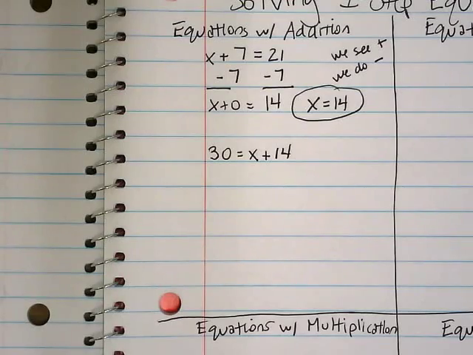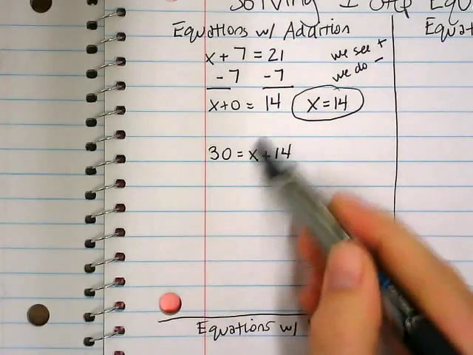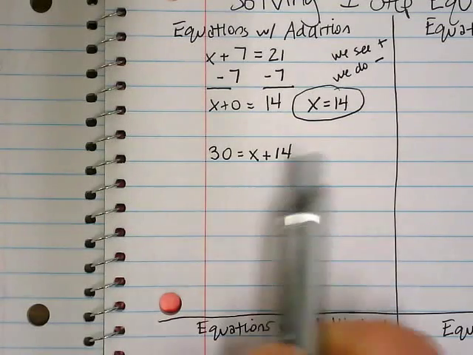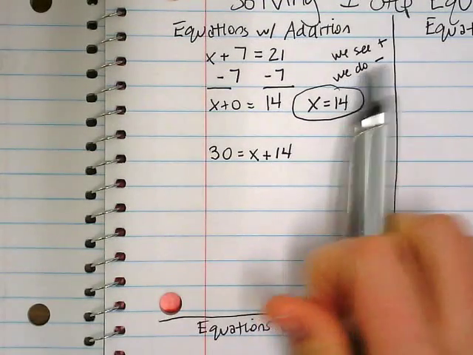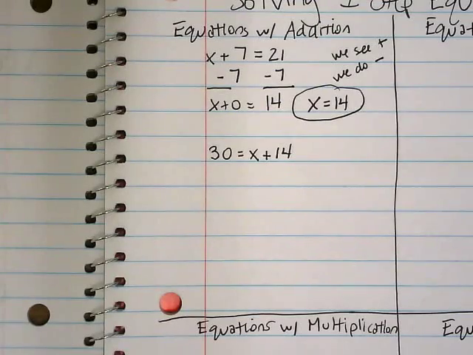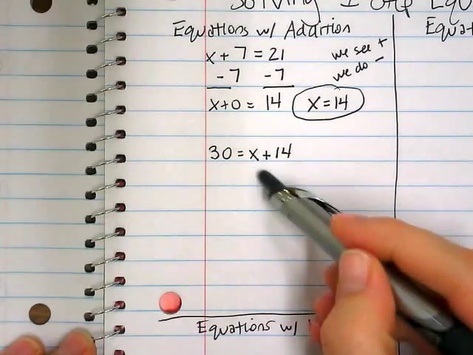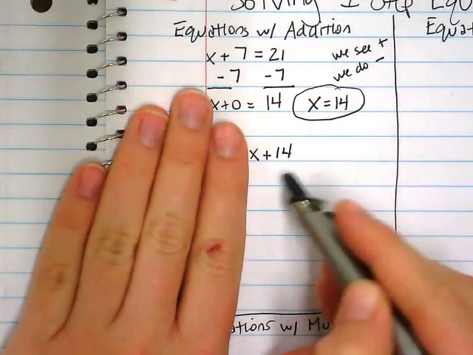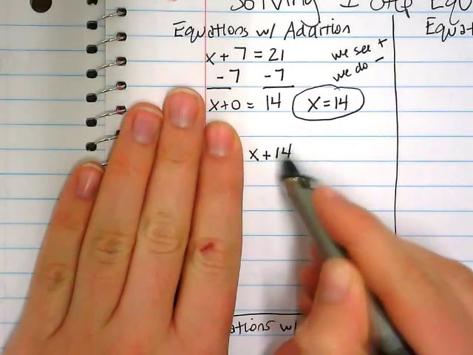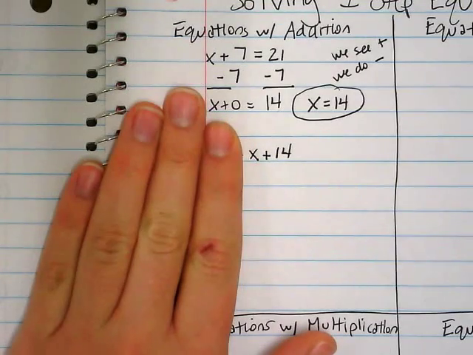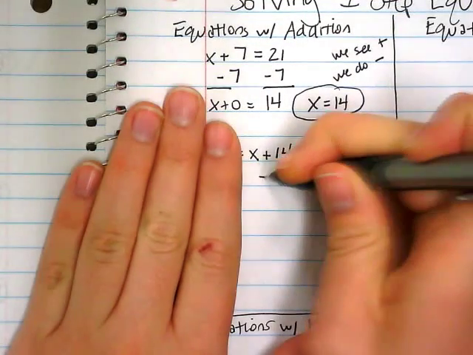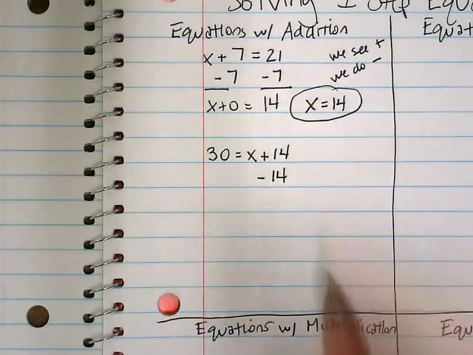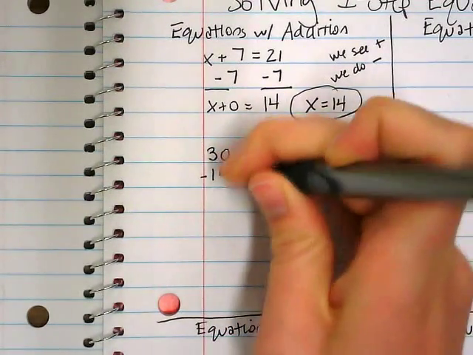Again, this is an equation with addition, and I know because I see this addition sign right here. And I know that when we have an addition equation, we're going to do subtraction to kind of undo that. So as usual, I want to get this x by itself. So I'm looking at that side of the equal sign. Right now the x has a 14 with it. I want to get rid of that 14. So I'm going to subtract 14 from this side. But if I subtract it from this side, gotta subtract it from the other side.